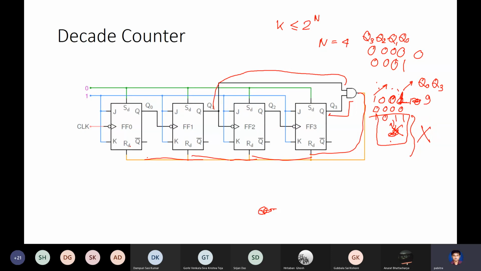Okay, so whenever you reach a count of 0, 1, 0, 1, everything gets reset back to 0, 0, 0, 0 by means of this reset line. So this is a decade counter. It counts up to 10. So any k which is not a power of 2 can be realized by having this additional logic termination circuit.